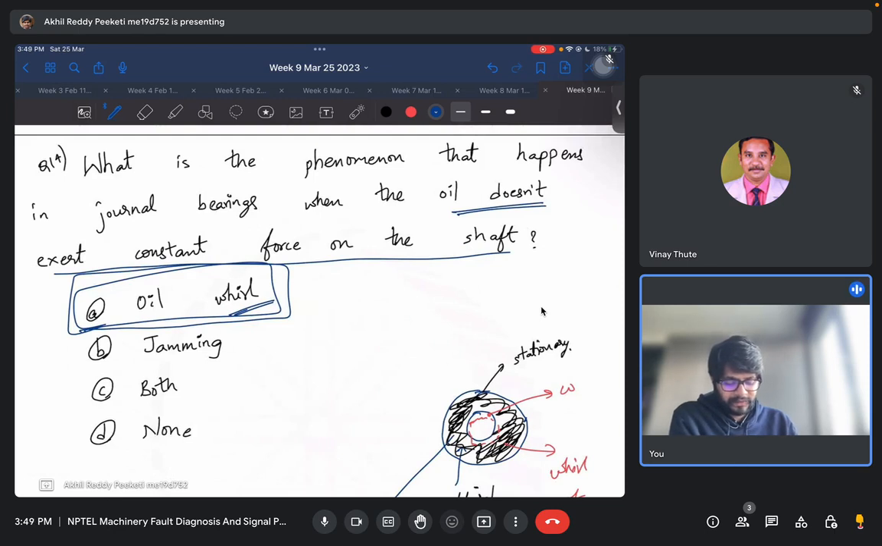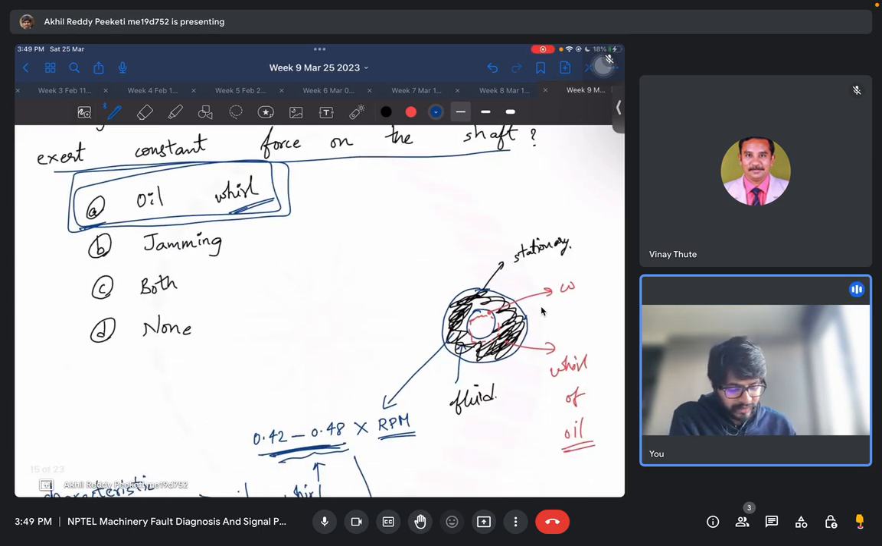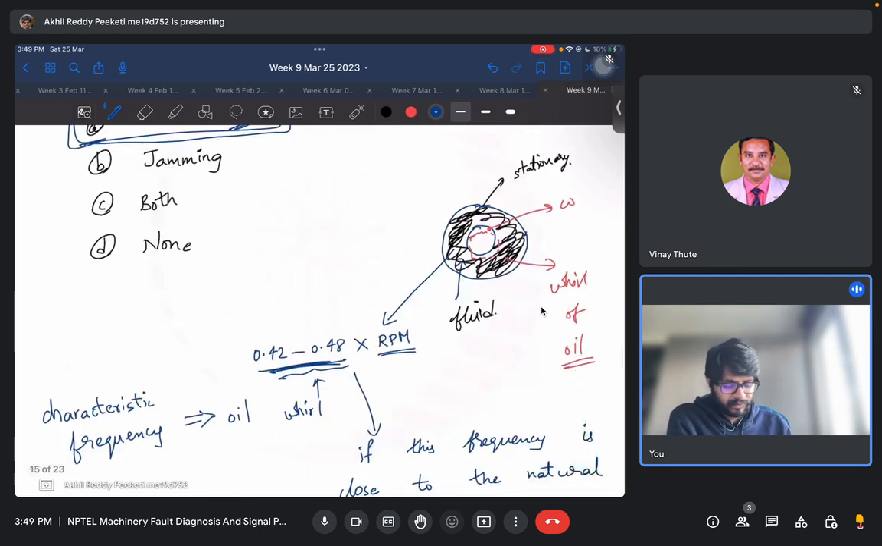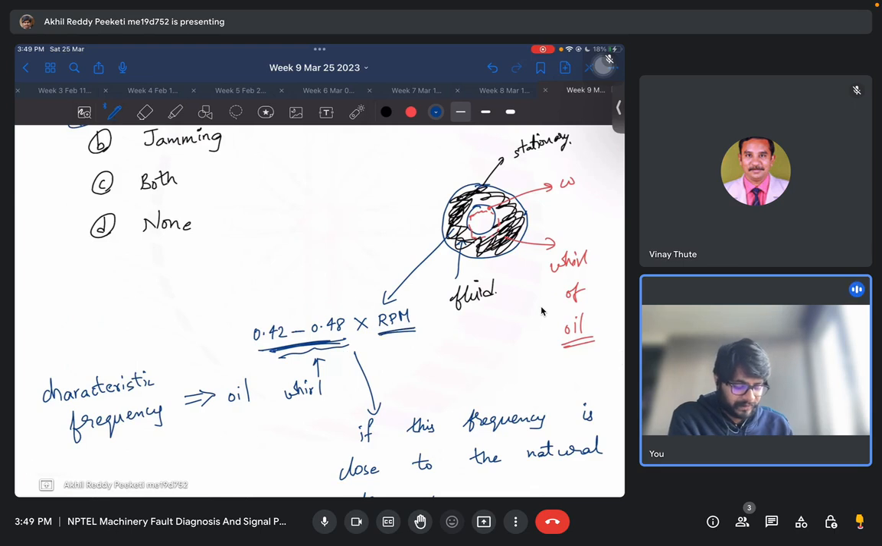What is the phenomenon that happens in journal bearings when the oil doesn't exert constant force on the shaft? When the oil doesn't exert constant force, that is, it is one-sided, that actually leads to whirling. It's called oil whirling. You have an inner one rotating at a higher speed and an outer stationary. Then the oil in between would be rotating at an in-between speed, mostly 0.42 to 0.48 times the RPM. This is the characteristic frequency, and this is the phenomenon of oil whirling.